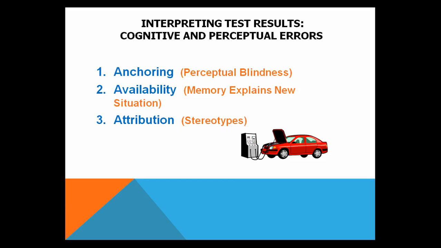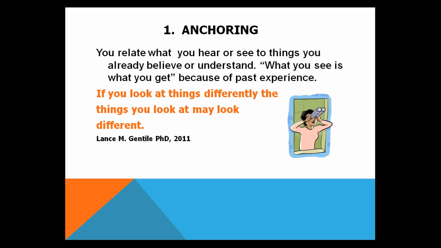The test results provide cognitive and perceptual errors, and these three are particularly noteworthy. The first one is anchoring, the next one is availability, and the last one is attribution, and I'll talk about each one of these briefly. Anchoring relates to what you hear or say based upon the things you already believe or understand. What you see is what you get because of past experience. When you learn to look at things differently, the things you look at may look different.